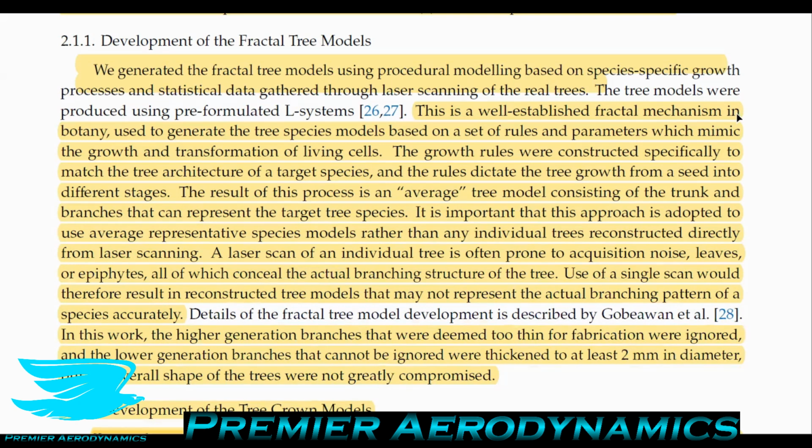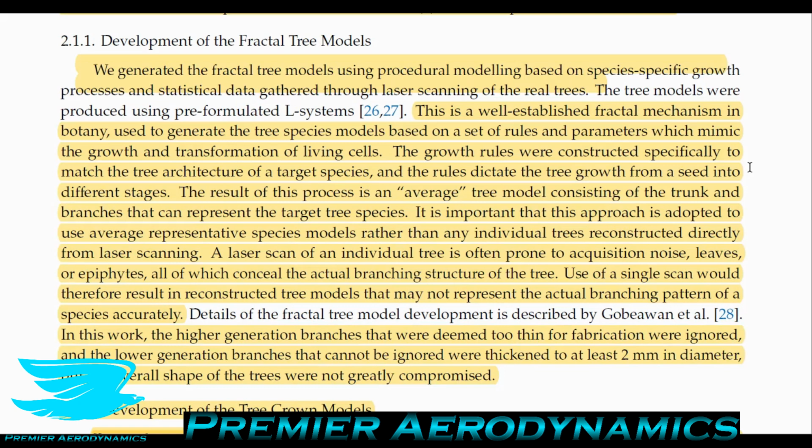The result of this process is an average tree model consisting of the trunk and the branches that can represent the target tree species. So that's another thing, like when you're modeling your tree, as we mentioned earlier, depending on the tree that you have, you can have the exact same species, but if one research group is using one particular type of tree, another one is using a different one, you're going to get different results. Here they talk about an average tree. Even then, I'm not sure how average it is. It's based on a mathematical equation, which means you're going to get a repeatable result, but whether that represents the average tree or not, I'm not too sure. But it's good that they have some sort of standard to follow.